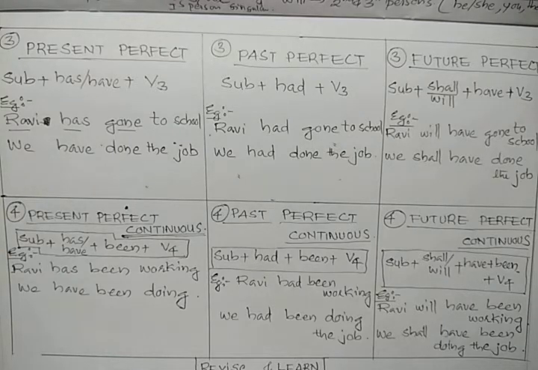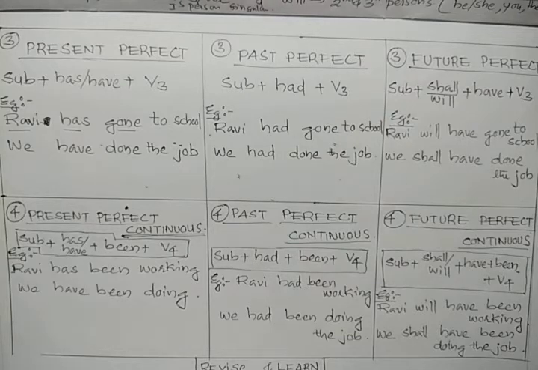Last one, present perfect continuous, past perfect continuous and future perfect continuous. See the present perfect continuous. The structure is subject plus has or have plus been plus V4. See the example. Ravi has been working. Here Ravi is the subject plus has plus been plus V4 form of work, that is working. We have been doing. We plus have plus been plus V4 of do, that is doing.